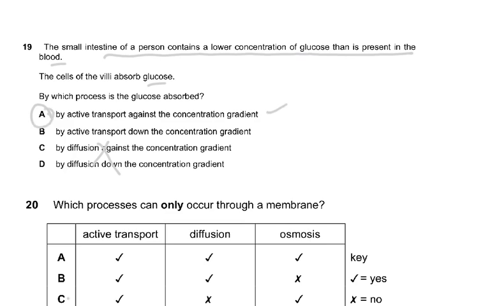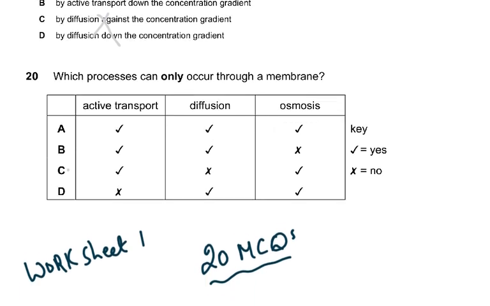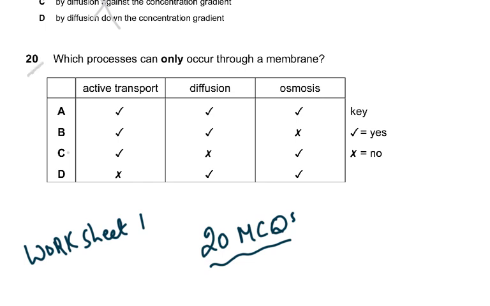It wasn't very difficult. Question number 20. Which process can only occur through a membrane? Active transport, diffusion, osmosis. You see, diffusion can also occur across a membrane, for instance, when you smell perfume, it has entered through the cell membrane of your nasal mucosa. So you have to understand it can only occur through a membrane. So it has to be active transport and osmosis. Diffusion may or may not occur through a membrane.